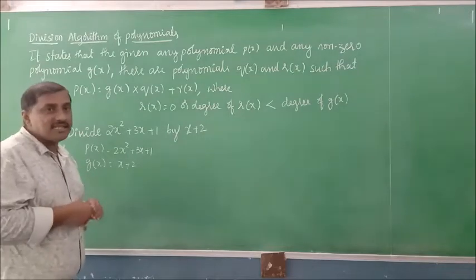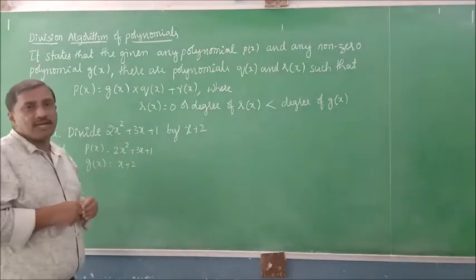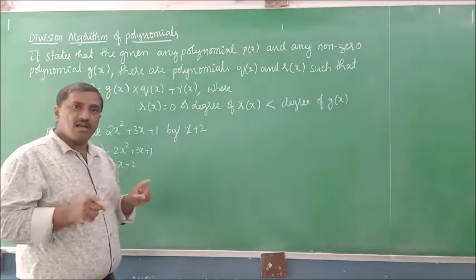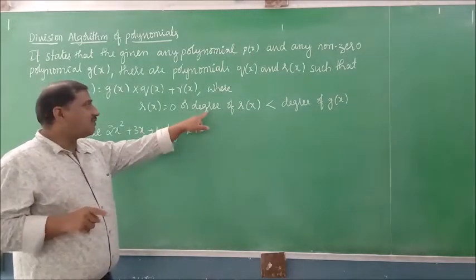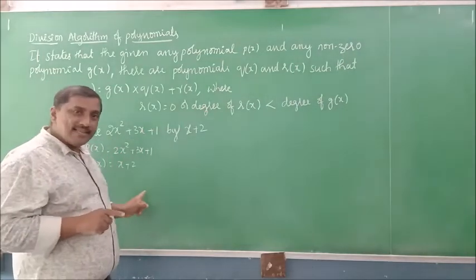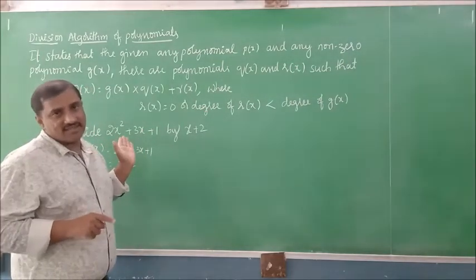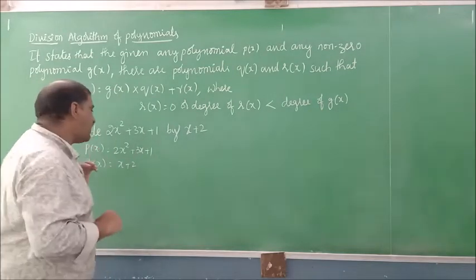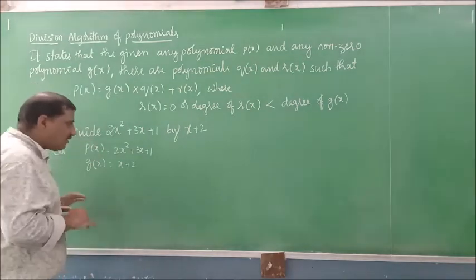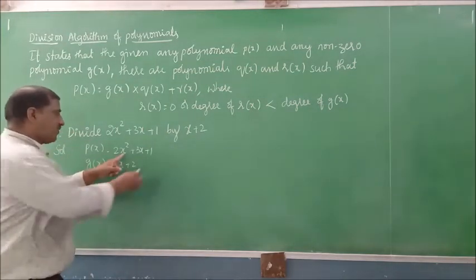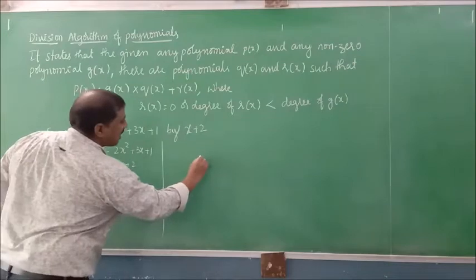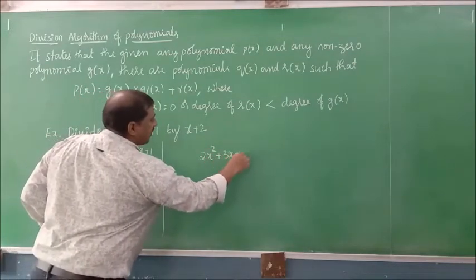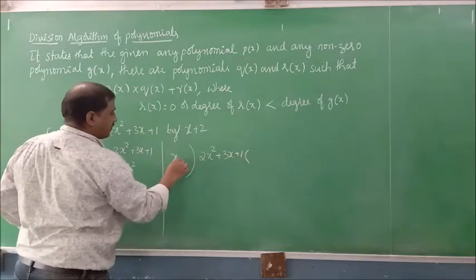That is, we can say the division is over when all the terms are taken out for the division, or, as I said here, the degree of r of x is less than the degree of g of x. When we come across the degree of r of x being less than that of g of x, our division is over. So now how to divide? Here 2x square plus 3x plus 1 is divided by x plus 2.